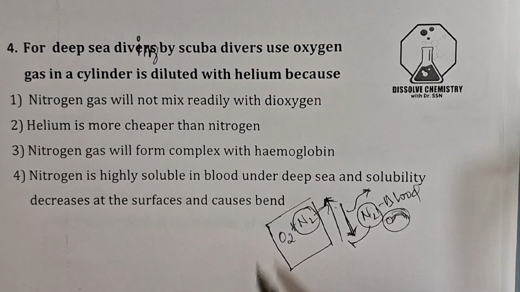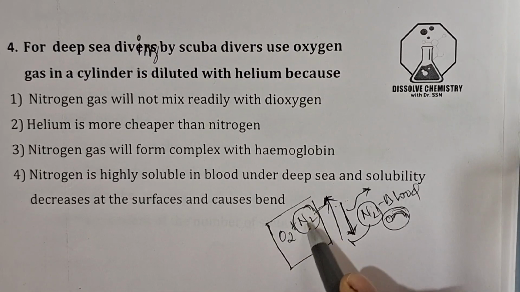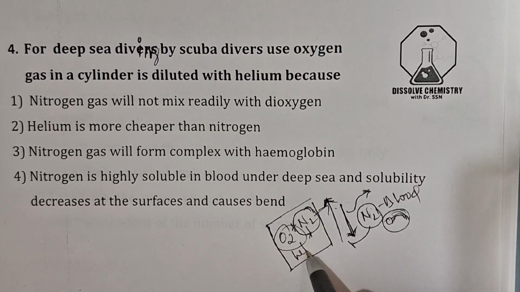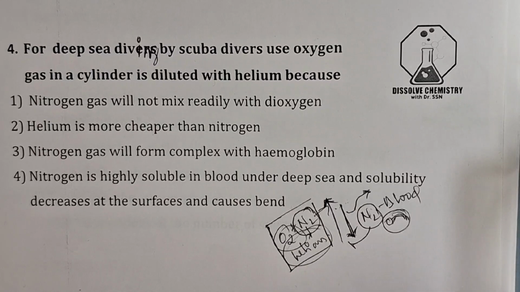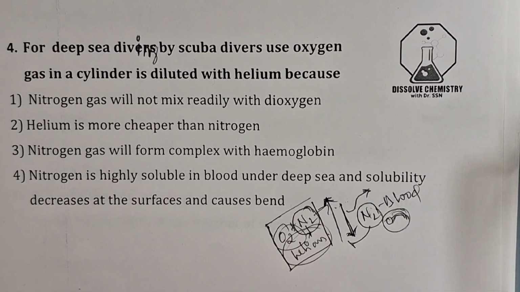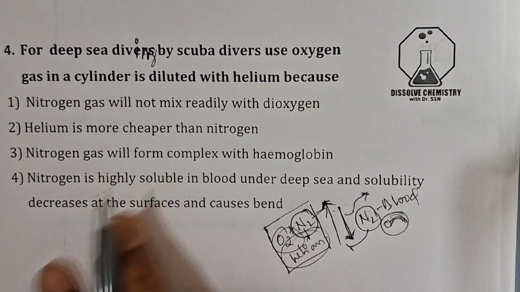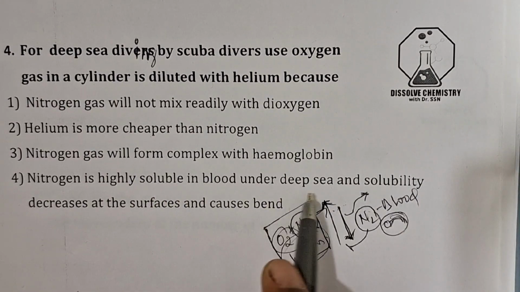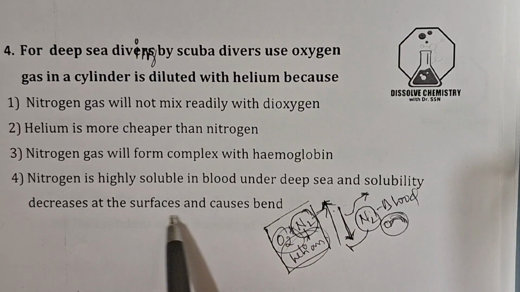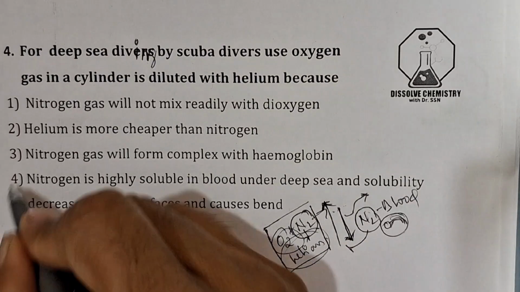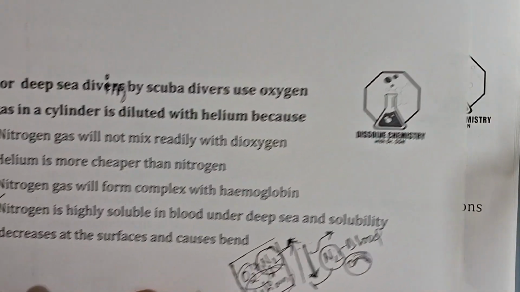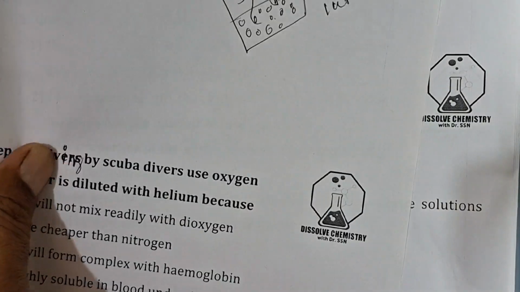So instead, the concentration of the nitrogen is decreased, or oxygen is diluted with helium. You should remember why helium is used to dilute. So your option is: nitrogen is highly soluble in blood under deep sea, so solubility decreases at the surface and causes bends. Therefore, for this particular reason it is diluted with helium. Okay, so this is the fourth question. Next, let us move on to the fifth question.